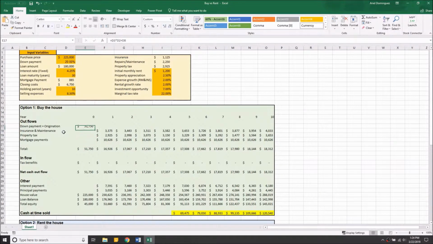And then a year from now, this is year 1, a year from today, you'll have insurance and maintenance that you would have paid for the year, which is adding up the repairs and insurance.